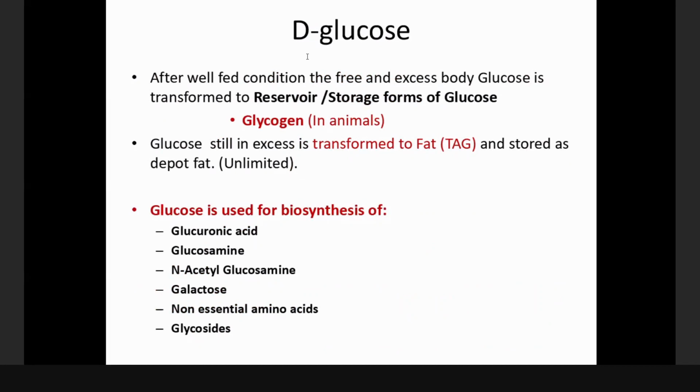Now, if someone eats enough carbohydrate, after well-fed conditions, some of the free and excess body glucose can be transformed into a reservoir for next use as glycogen. In plants, it is stored as starch. For us, excess glucose may be stored as glycogen, or it may be changed into what? Fats. Glucose still in excess can be transformed into fats, mainly in the form of triacylglycerol, and storage here is unlimited. Therefore, it's better to take an optimal amount of carbohydrates.